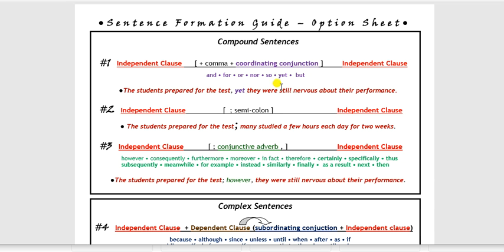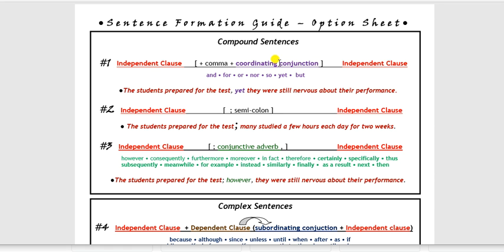But again, these are related to each other in meaning, and so we like to keep them together in the same sentence. Now, as demonstrated here, there are 3 different ways that you could connect 2 independent clauses that are related in meaning. The first way, you can drop a comma and then a coordinating conjunction.